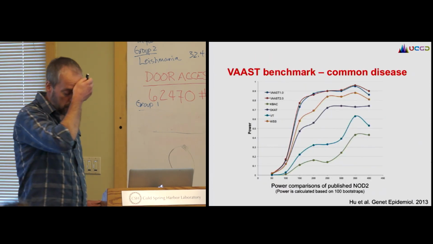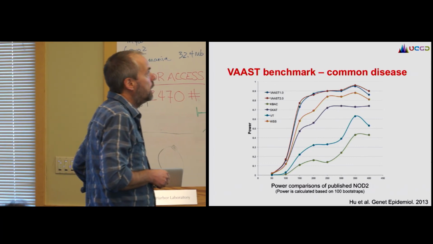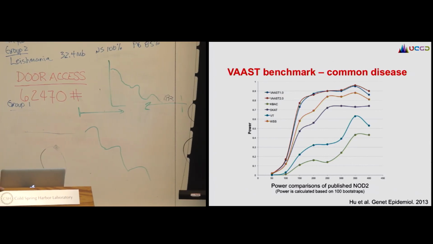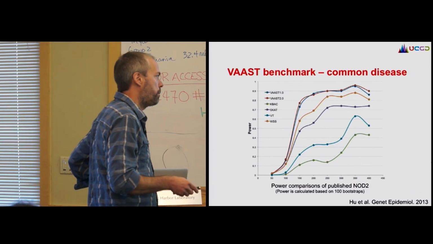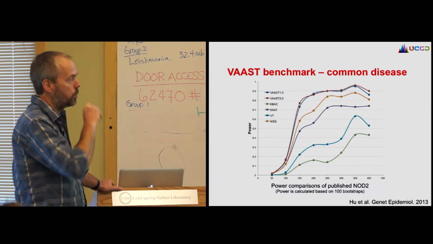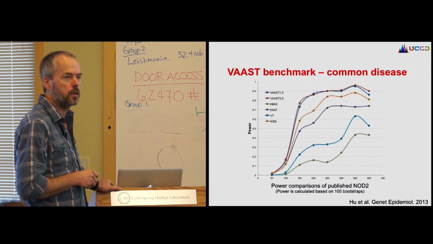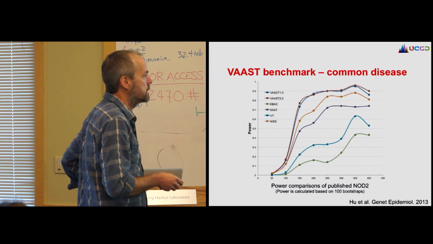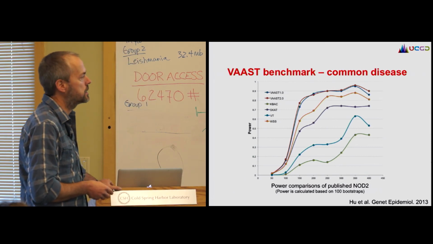Okay, so VAAST can also be used for large case control studies. We haven't had a lot of really large case control studies to publish these results on, and so this power comparison is done on a published NOD2 data set where the group had gone back and resequenced several hundred individuals just for the NOD2 locus, power on the y-axis, and the number of individuals in the resampling on the x-axis.